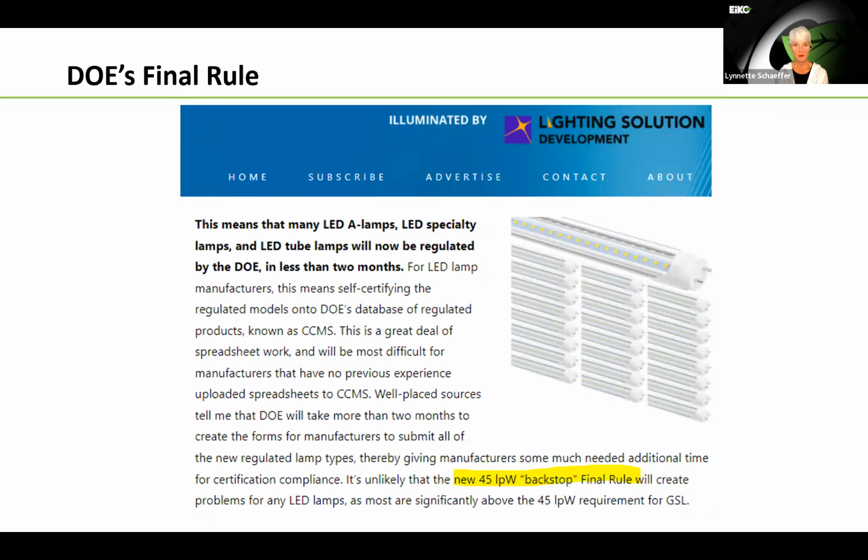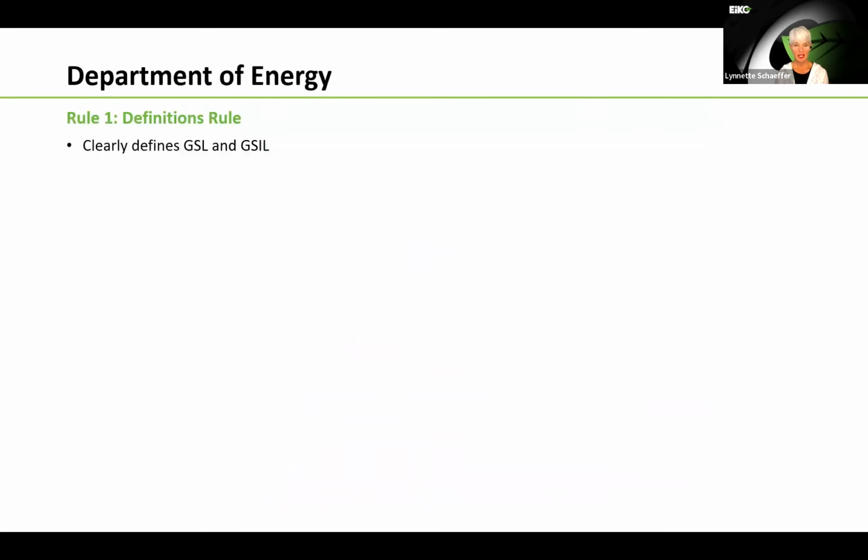And yes, the backstop rule is the second rule. So the first rule is the definitions rule, and the key takeaway is don't just think incandescent. The rules and regulations expand much further than just incandescents and incandescent lamps. And the second rule is that backstop rule, and that rule specifically pertains to lumens per watt, and it prohibits the sale of any general service lamp that does not meet a minimum efficacy standard of 45 lumens per watt.